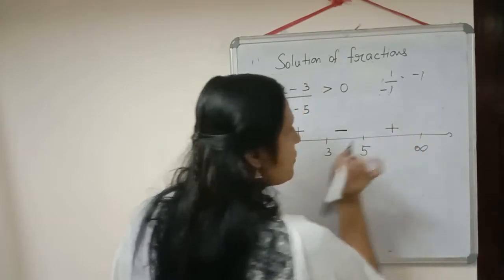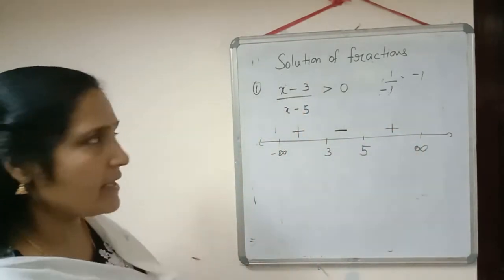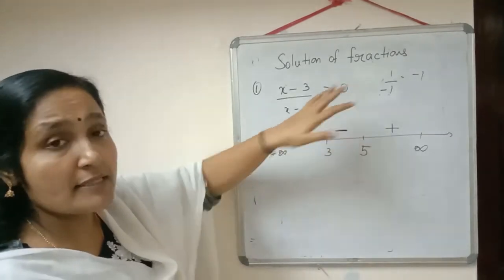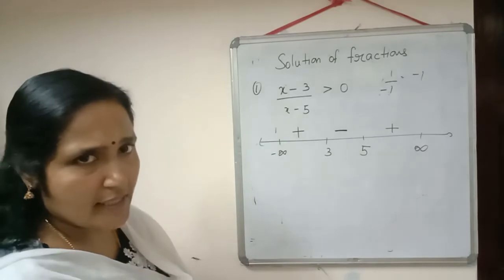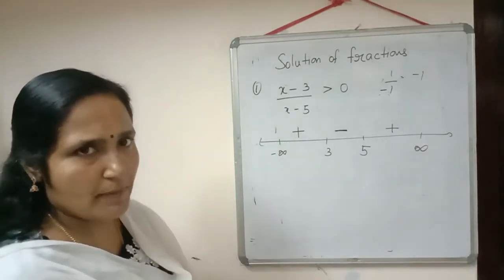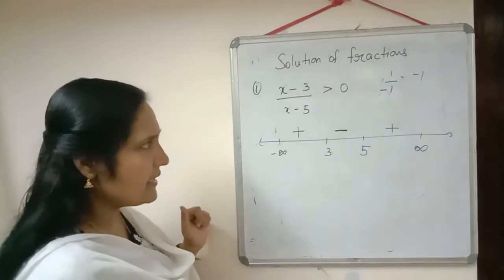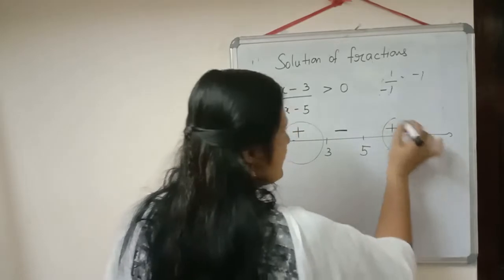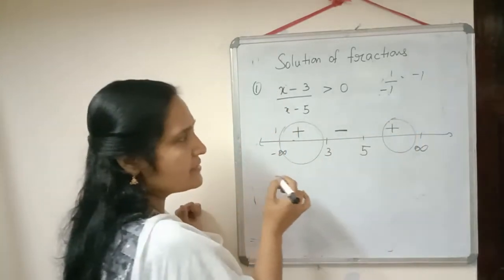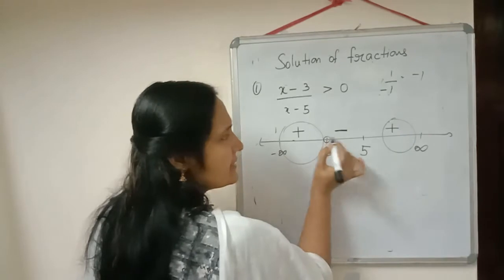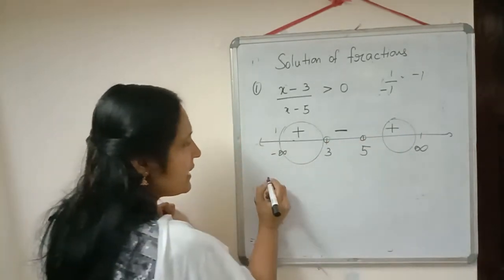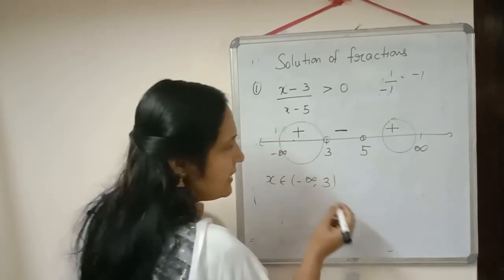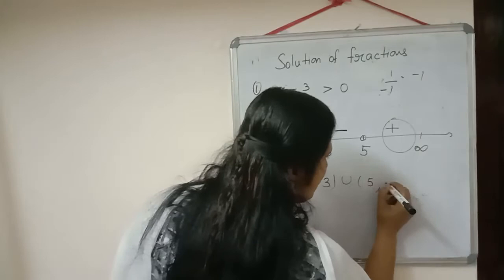Okay. So first we wrote whether the number is positive or negative. Now what we need is our rational number greater than 0, which means our rational number should be positive. Correct? In which region are we getting positive numbers? Yes, in this region and in this region. And since it is greater than 0, we don't have to darken the circle. So directly we can write x belongs to (minus infinity, 3) union (5, infinity).